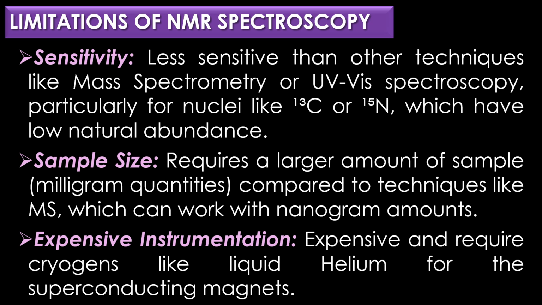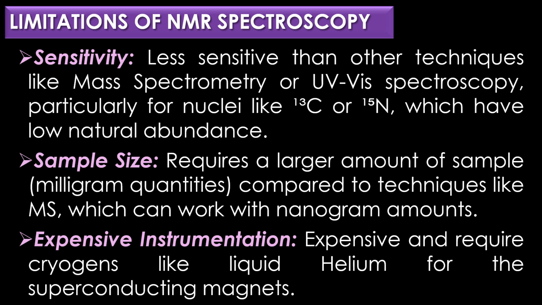Limitations of NMR spectroscopy. The first limitation is sensitivity. NMR is less sensitive than other techniques like mass spectrometry or UV-visible spectroscopy, particularly for nuclei like 13C or 15N, which have low natural abundance.